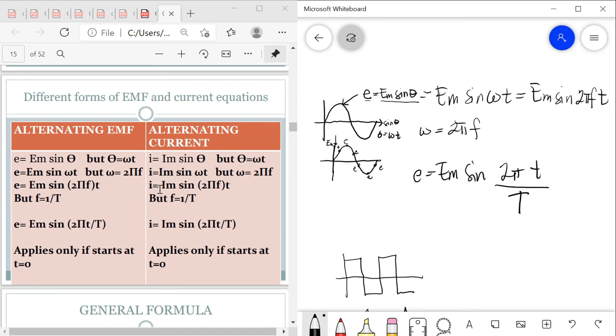So alternating current, same. I is equal to Im sine theta, but theta is omega t. So we can express our instantaneous current as I is equal to Im sine omega t, and omega is 2 pi f. Another equation is Im sine 2 pi ft. Also, frequency is expressed as 1 over T. So our last expression for instantaneous current is I is equal to Im sine 2 pi t over T. So this only applies if your time starts at 0.